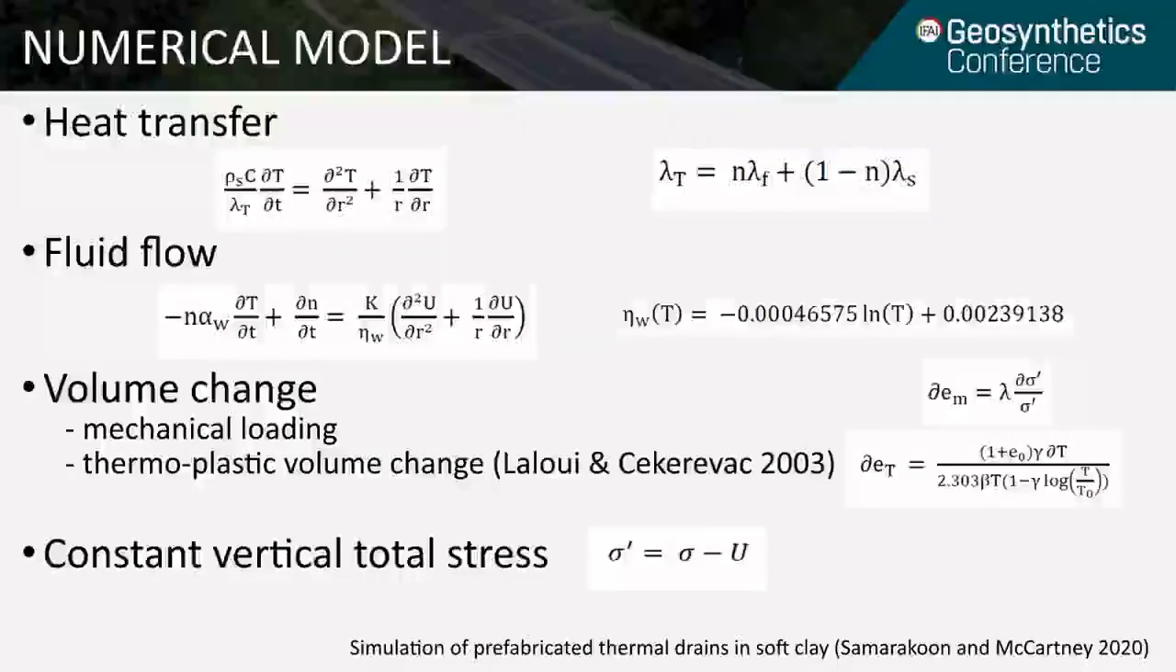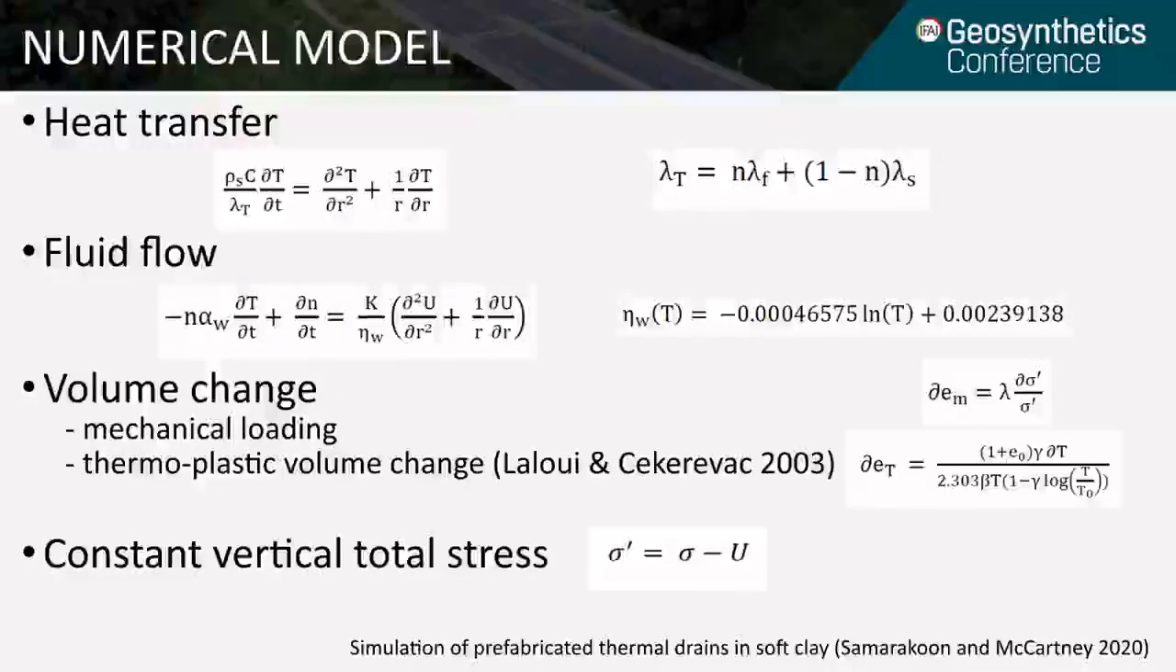To model the coupled processes, heat transfer was modeled using Fourier's law and energy conservation principles. If you look at the top set of equations here, T is the temperature, R is the radial distance, rho sub S is the density of the soil, and C is the specific heat capacity of the soil. The change in thermal conductivity, lambda sub T, with porosity N, was also accounted for using a parallel model.